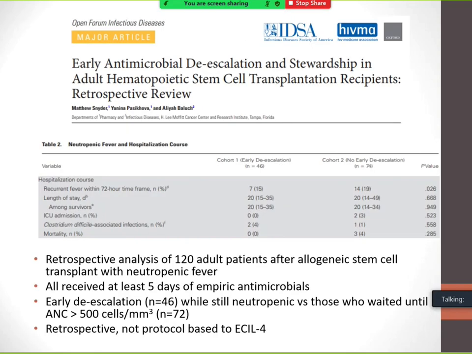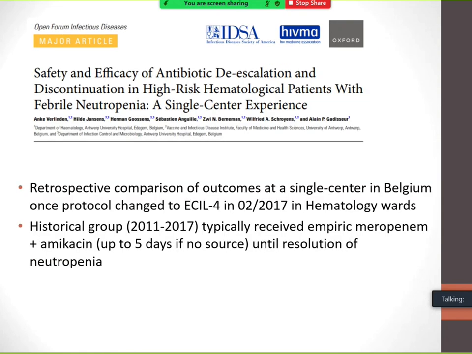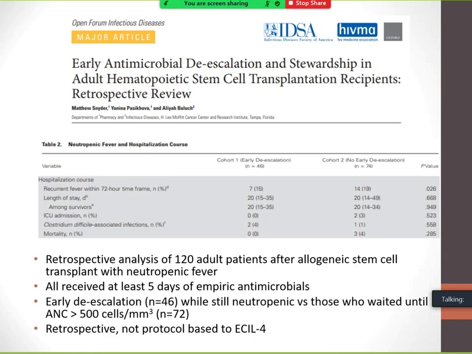This is a great study too by Dr. Baluch and Yanina here that looked at their stem cell transplant population. As a retrospective analysis, basically the two groups were early de-escalation. So if a patient was stopped while they were still neutropenic, it's retrospective, so it's harder to prescribe time frames, but at any point they're stopped while they're still neutropenic compared to those who waited till the ANC resolved. But there's basically no difference in outcomes in terms of earlier de-escalation versus no early de-escalation.